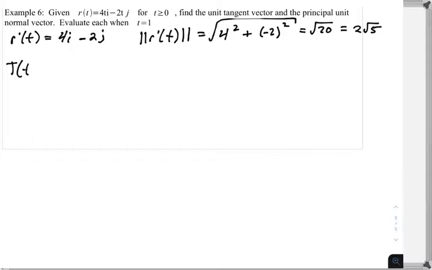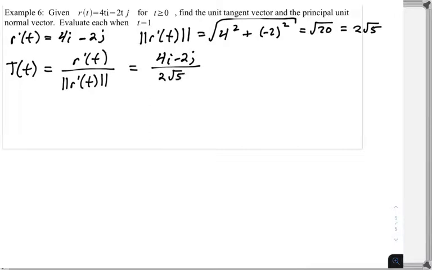So the unit tangent vector is going to be r prime of t divided by the magnitude of r prime of t, which is going to be 4i minus 2j over 2 root 5, which is going to simplify to 2i minus j over the square root of 5. And that is a constant, okay? That's going to be a constant. So the unit tangent vector at 1 is going to be that. It's constant. So the unit tangent vector is going to be 2i minus j over the square root of 5.